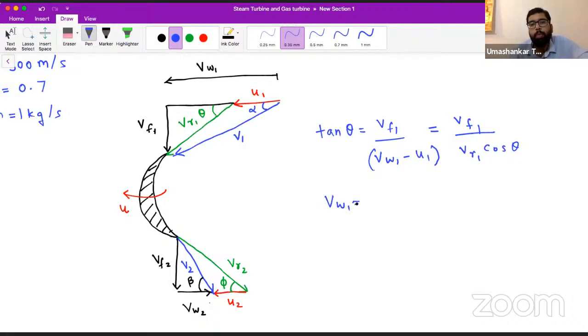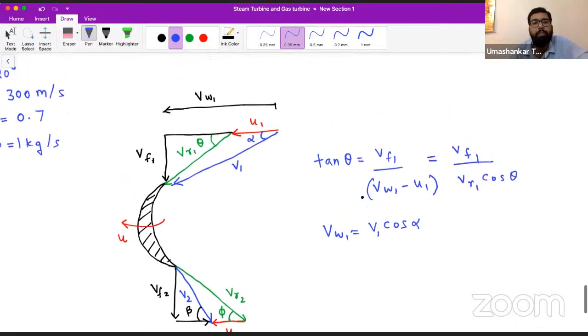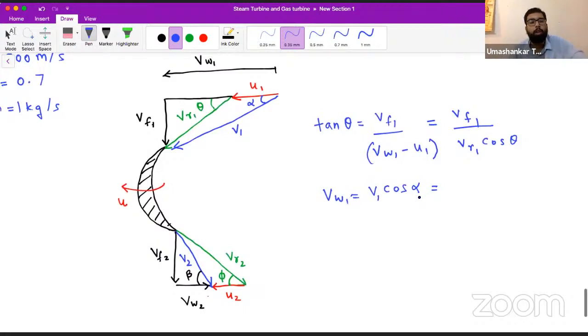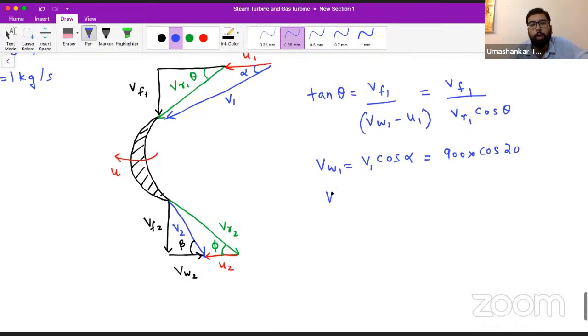So Vw1 is what? Sorry, Vw1 is V1 cos alpha. We can certainly see it from the triangle. So we have alpha, we have V1. Can someone tell me the value of Vw1 at the inlet? So it is going to be 900 into cos 20. Yes or no? What is going to be Vf1? Vf1 is going to be V1 sine alpha. Yes or no? So we have Vw1, we have Vf1. Vf1 is equal to 900 into sine 20.